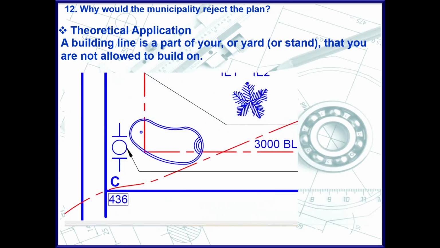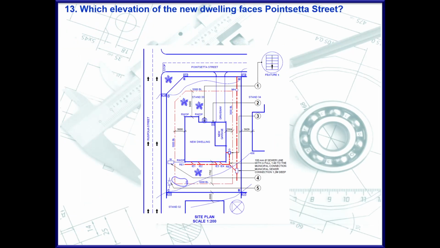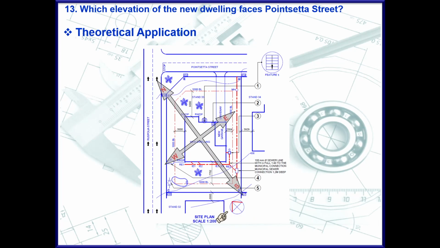So when we look at our site plan, we can clearly see that our pool is built over the building line. So why would the municipality reject the plan? Because the pool is built over the building line. Question 13, which elevation of the new dwelling faces Poinsettia Street? This is part of my theoretical application. So when we locate our north indicator and we put our compass over our site plan, it is of utmost importance that the arrow for my north indicator will show in the same direction as the arrow for the north of my compass. So when I stand at Poinsettia Street and I look back at the new dwelling, it is evident that I will see my northeast elevation.